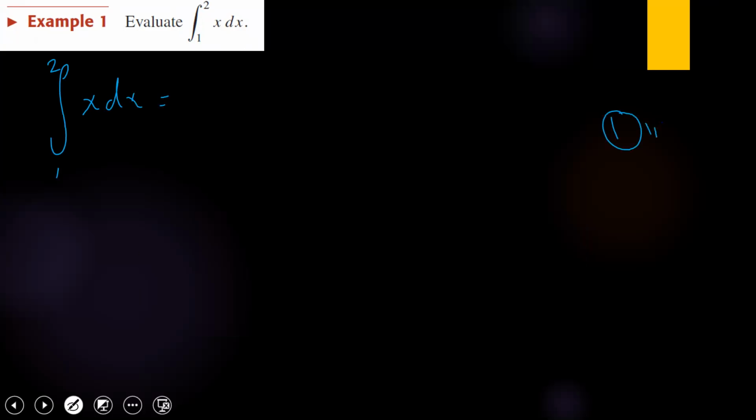Let's now find the integration of x with respect to x, from 1 to 2, dx. As I told you, the first step you have to integrate. Second step, you have to evaluate. Let's integrate first. What is the integration of x? It is half x squared.